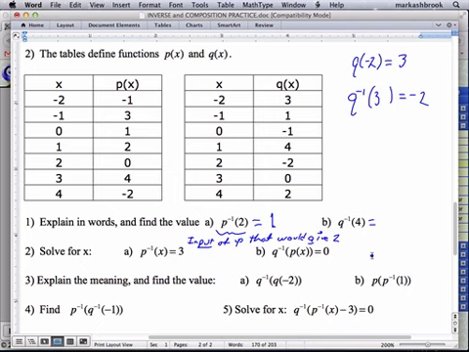Okay, do you see why P inverse of 2 is 1? Related to P, this is the input of P that would give an output of 2. So it's the output of P inverse when the input is 2, but according to P, it's the reverse. It's the opposite. That's the input of P that would give an output of 2. So that's 1. What about Q inverse of 4? Also 1.